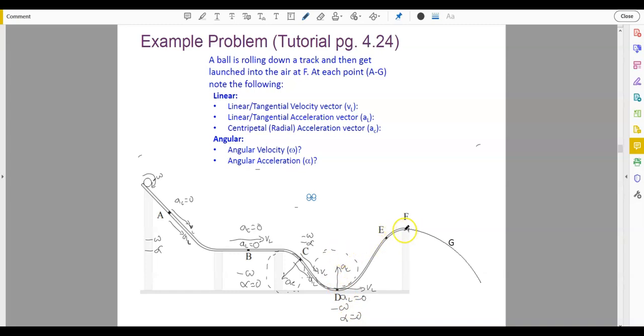All right, let's go to E. Well, for E and F, I'm going to just draw a big circle for both of these. Okay, at E, it's moving up and to the right, and it's accelerating up and to the right at a tangent to this circle. Hopefully that looks good. But it's going to be accelerating down and to the right.